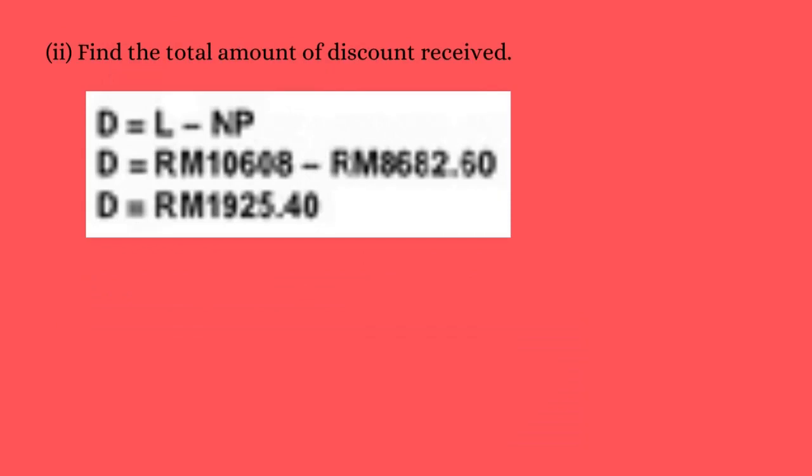Last is question D, to find the total amount of discount received. So the formula is D equals L minus NP. D equals L, which is 10608 minus 8682.60. So the answer is RM1925.40.